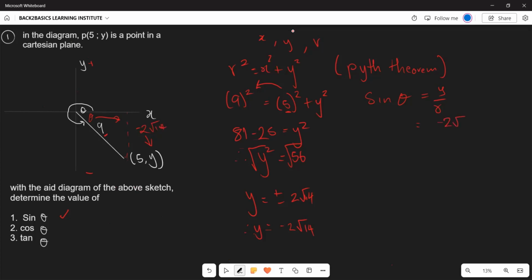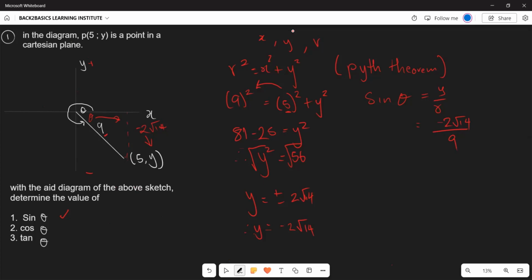Negative 2 root 14 over what is your r? Your r is given by 9, right? So which means actually this is going to be the same as negative 2 root 14 over your value of 9. Then that is going to be your value of sine theta, right?